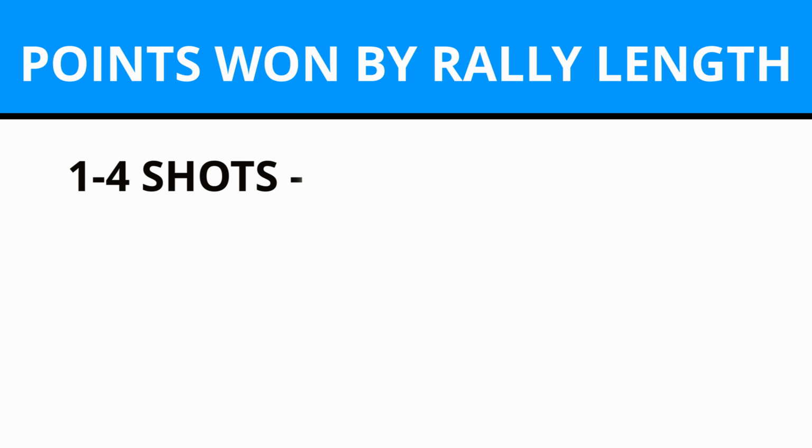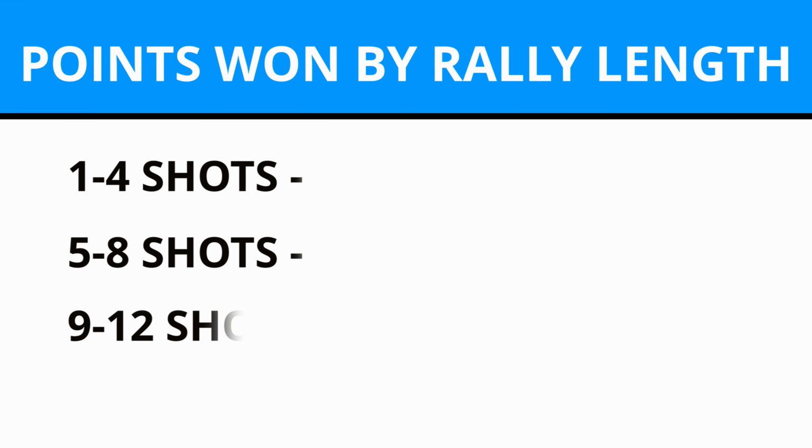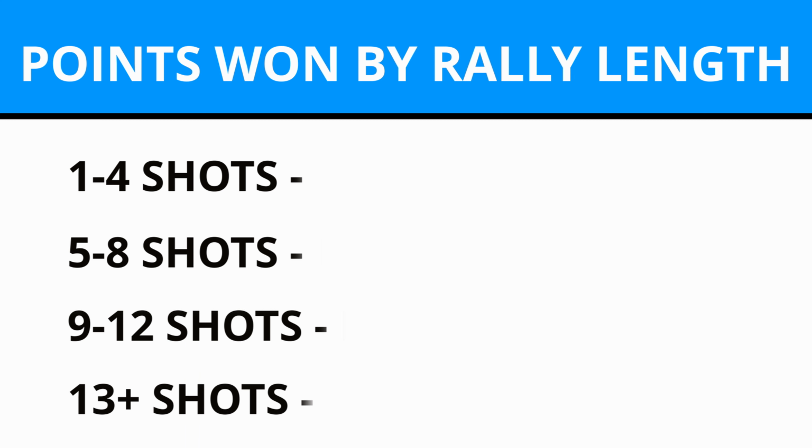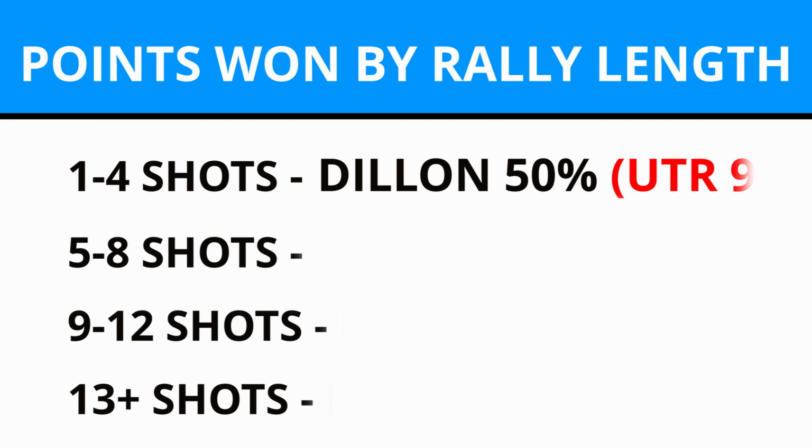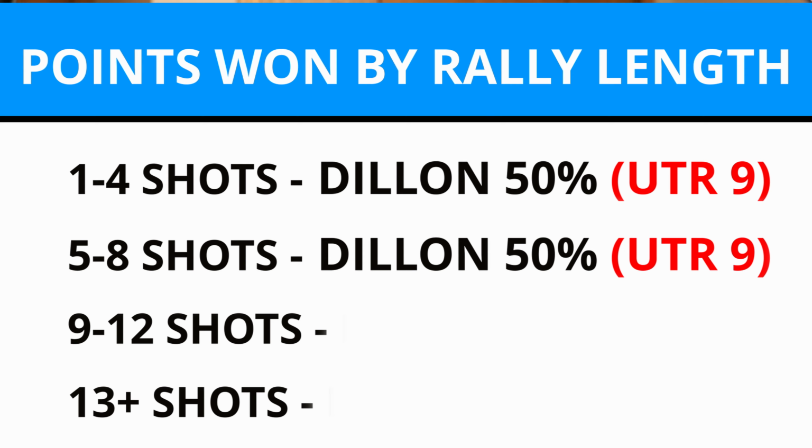One of the most interesting things about this match stat-wise is the shot length category. We have 1 to 4 shot points, 5 to 8 shot points, 9 to 12 shot points, and 13 plus shot points. In the 1 to 4 shot points, Dylan won 50% of those points. In the 5 to 8 shot points, Dylan won 50% of those points. So anything 8 shots or less, Dylan and Matthew were actually dead even, okay?